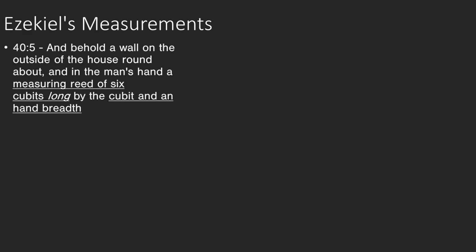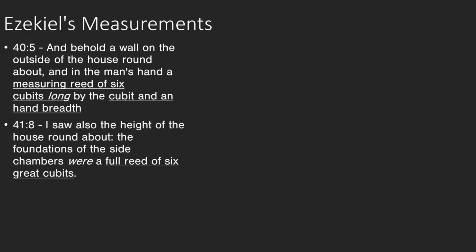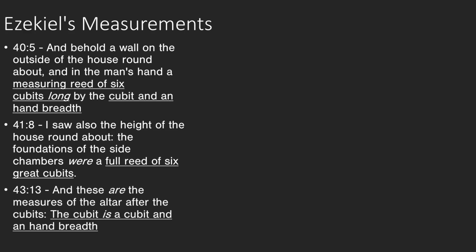So in different parts in Ezekiel we can read, "And behold, a wall on the outside of the house round about, and in the man's hand a measuring reed of 6 cubits long by the cubit and handbreadth. I saw also the height of the house round about. The foundations of the side chambers were a full reed of 6 great cubits. And these are the measures of the altar after the cubits. The cubit is a cubit and a handbreadth."